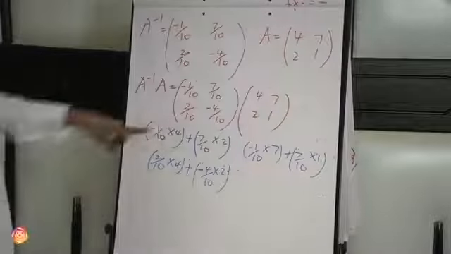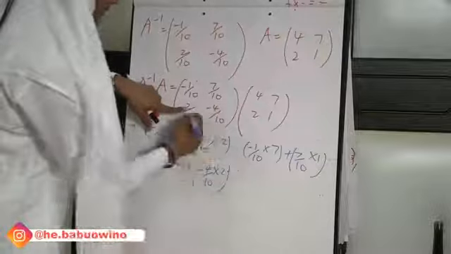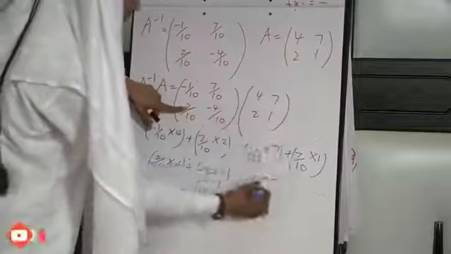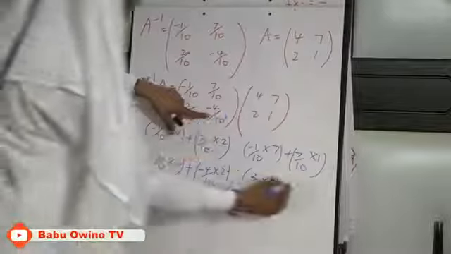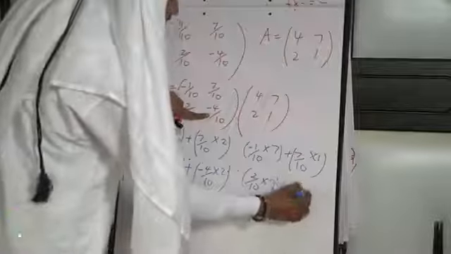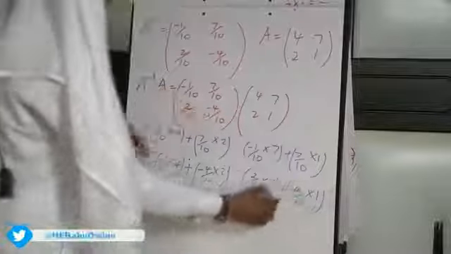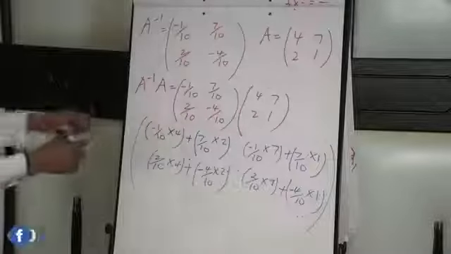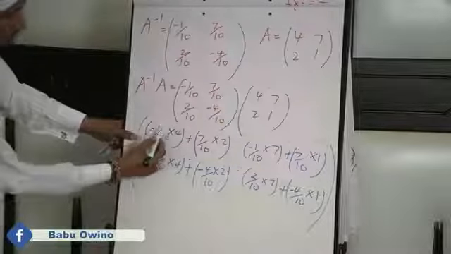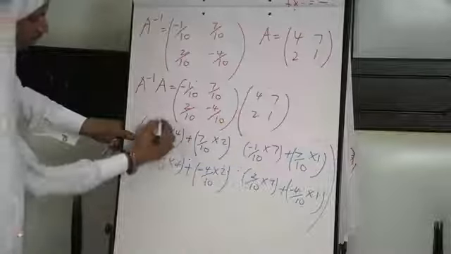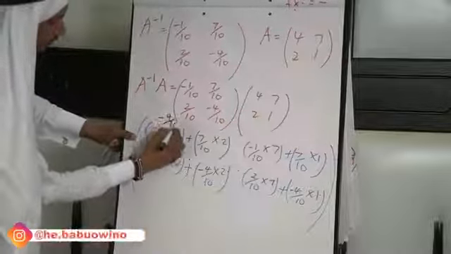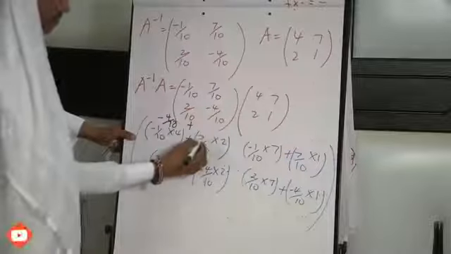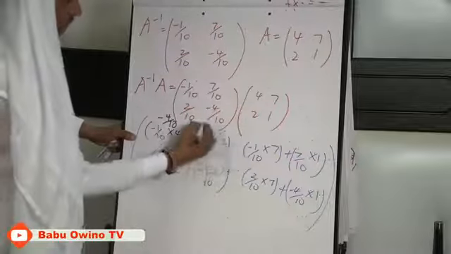Good. Next is 2 over 10, this by this, times 7 plus minus 4 over 10 times 1. Let's see what this gives us, class. Minus 1 over 10 times 4 is minus 4 over 10, plus this, plus 7 over 10 times 2 is 14 over 10.